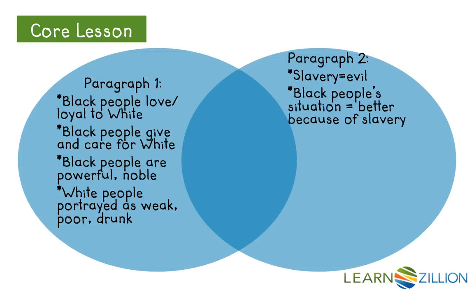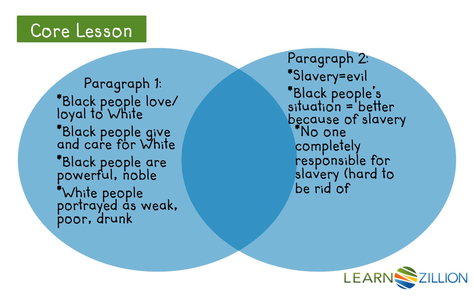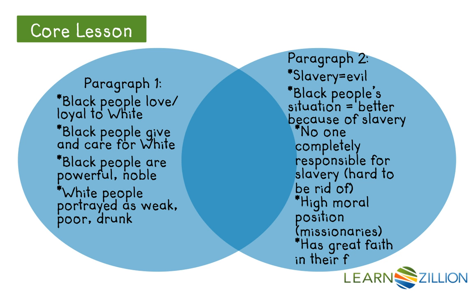So I take all these juicy details that I've noticed, and now I'm going to plunk them right back into my diagram. So I put down how no one is completely responsible for slavery, that it's hard to be rid of, and also the high moral position with the missionaries going back to Africa, and then also that he has great faith in the future of his race.